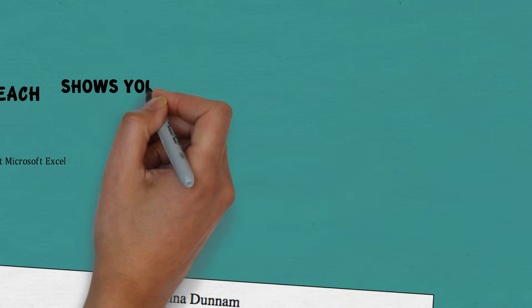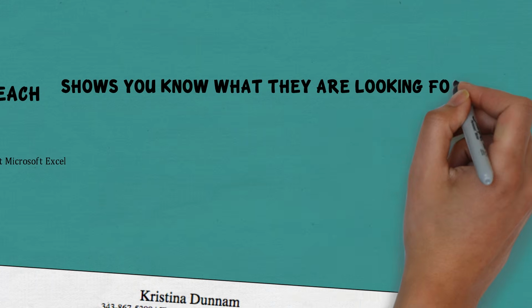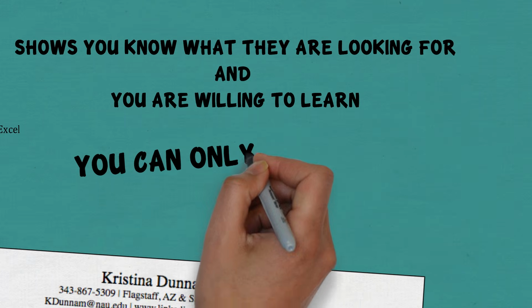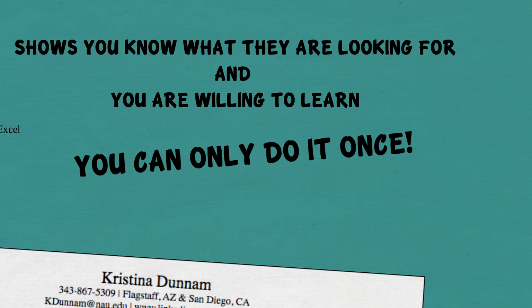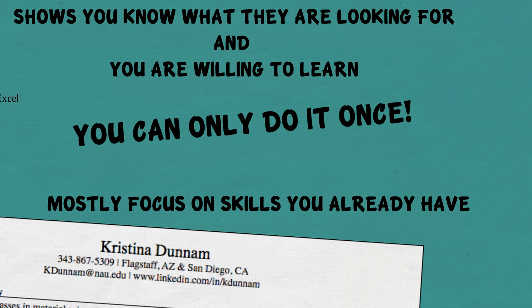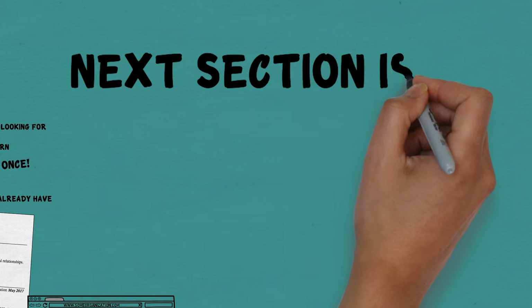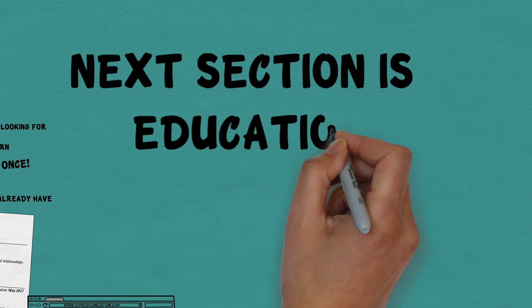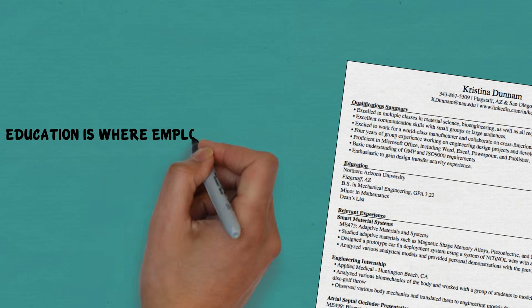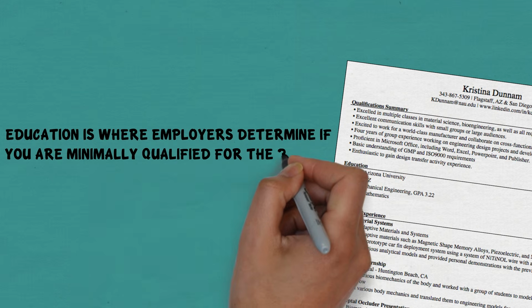It also shows a hiring manager that you know what they're looking for and are willing to learn. But don't overdo it. Use this trick no more than once on any given resume. You'll mostly want to focus on skills you already have. Now that you've thrilled, education is the next most relevant thing about you to a potential employer. It is one place where employers determine if you are minimally qualified for the position.